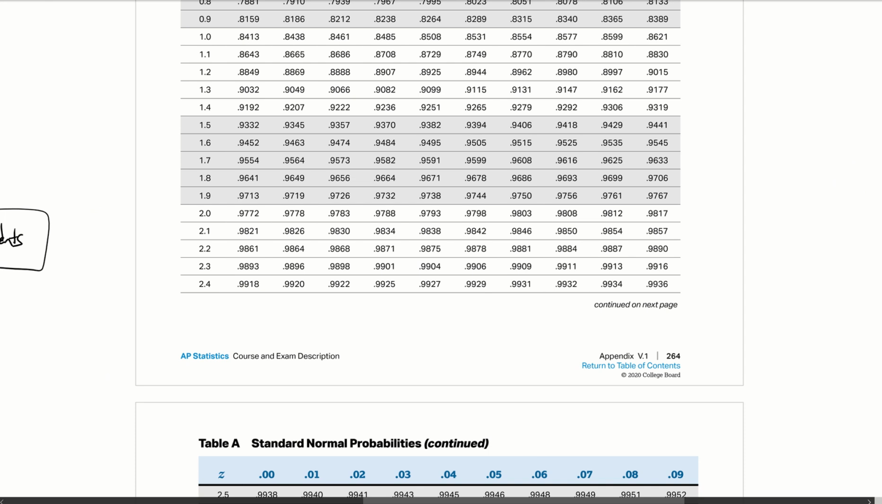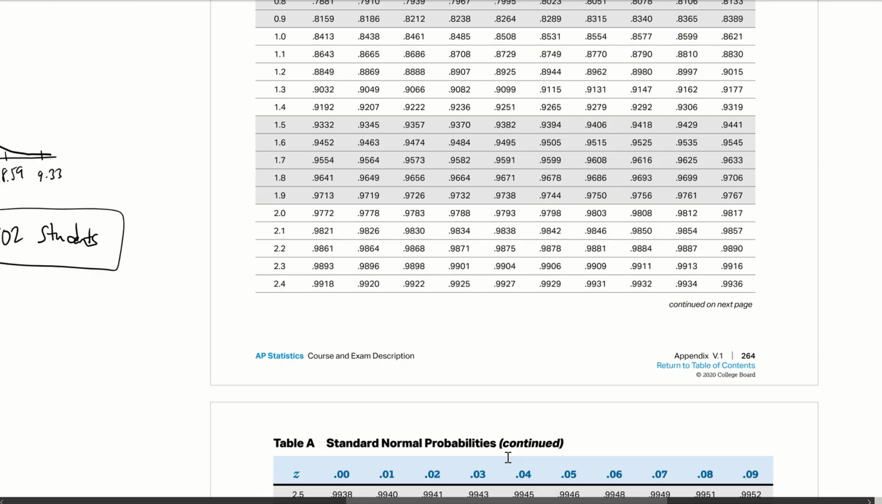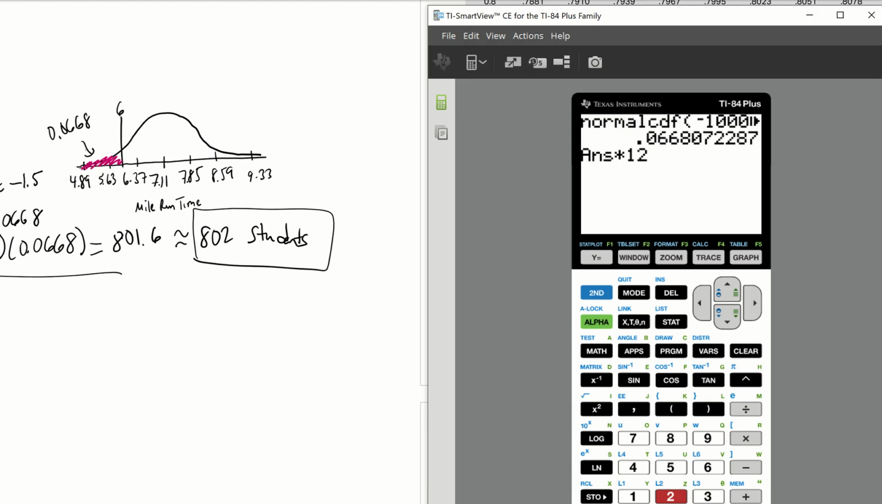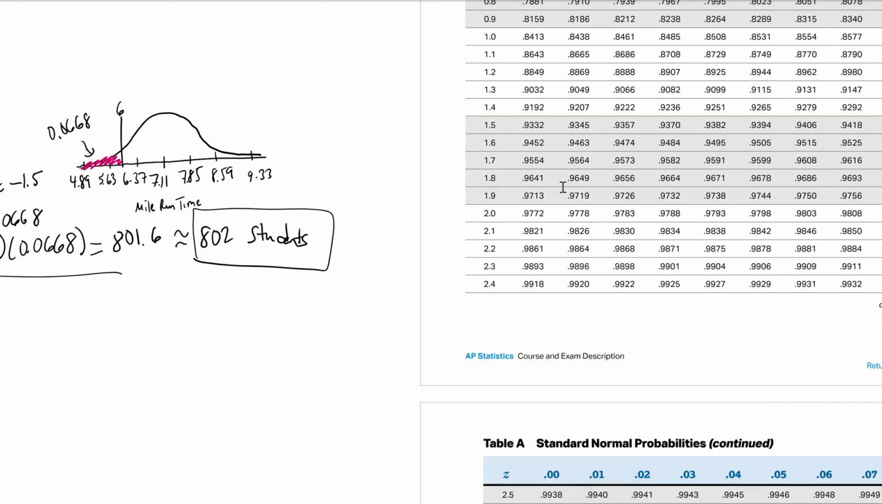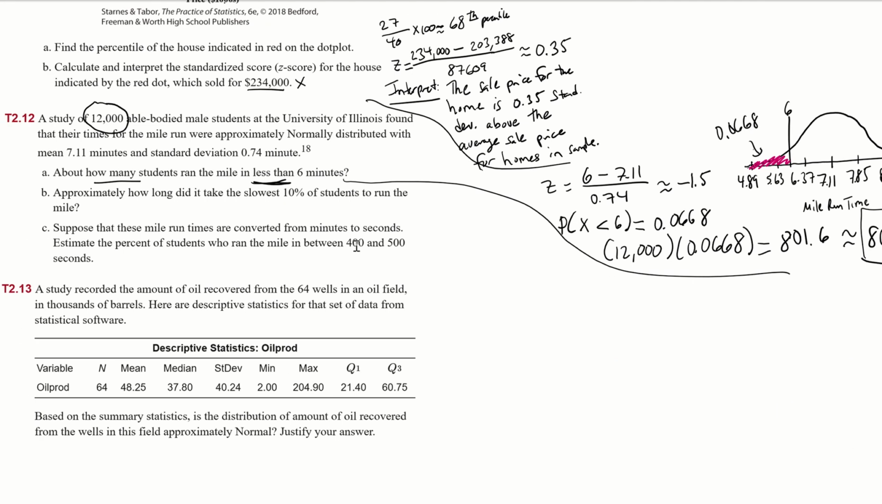So sorry, let me go back here. 12,000 students. So yeah, about 802 students. That's pretty close to what we got. All right, so it takes care of that.